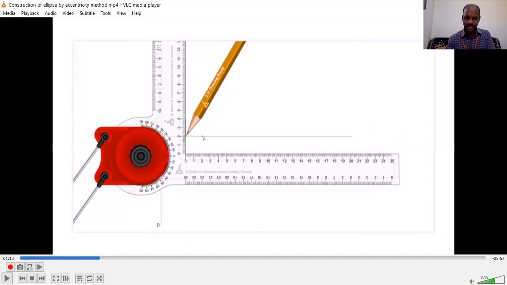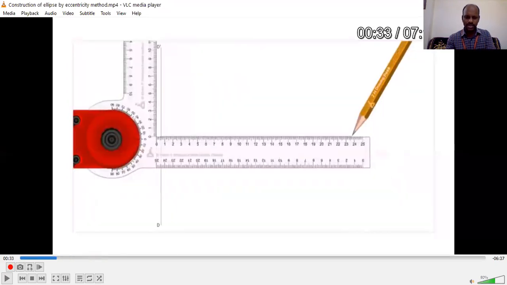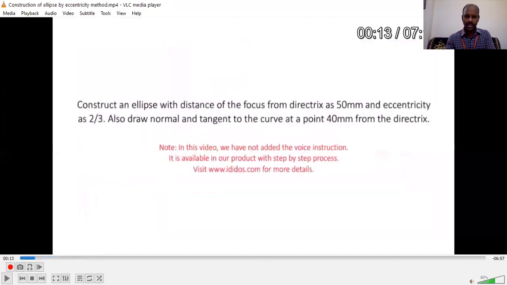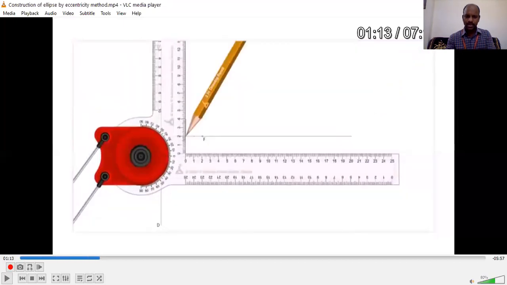So this axis and directrix are both perpendicular to each other. Now, I am locating the focus, which is given at a distance of 50 mm from the directrix. So I am locating the focus here on the axis. That is the property of focus, which is a point on the axis. So the distance is given, 50 mm. With the help of the mini drafter, I have located the point F.